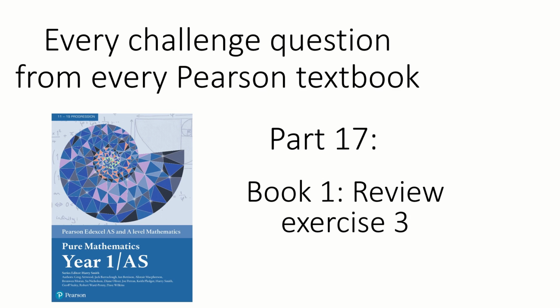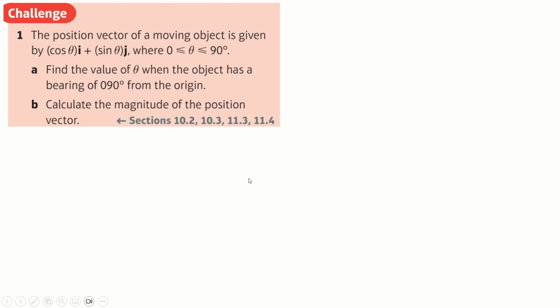Doing every challenge question. It's the review exercise 3. It's going to be the last one from book 1, which is fantastic. Position vector is this, apparently. Position vectors, of course, start at 0, where theta is between 0 and 90 in this case. Find the value of theta when it's bearing 90 degrees from origin.